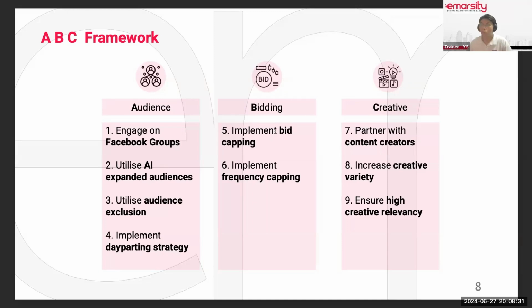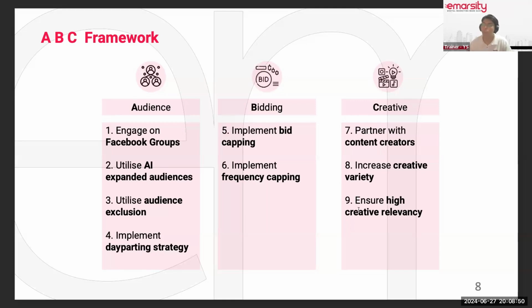Then we will move on to the bidding pillar. How do we bid the right amount for, say, leads? How do we bid the right amount for ads to get a conversion or e-commerce transaction? So that is the bidding pillar. Next, we'll move on to the last 3 tips.